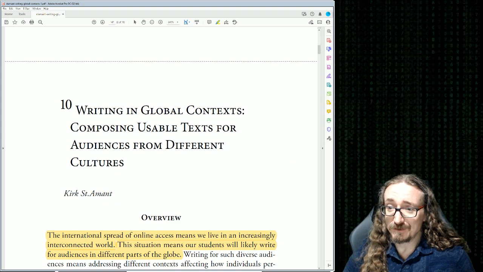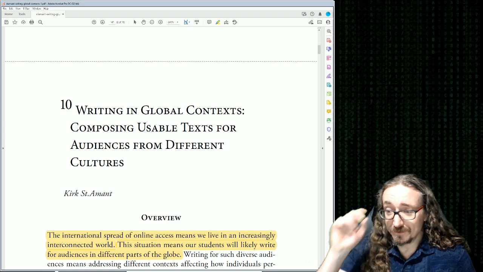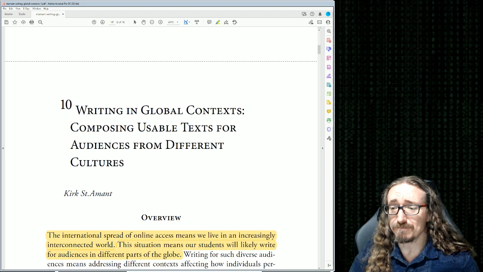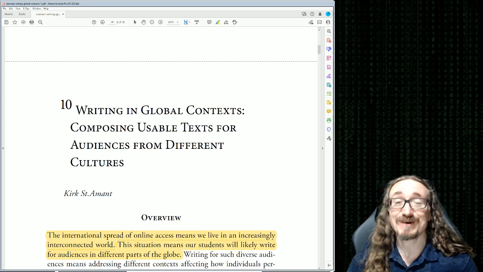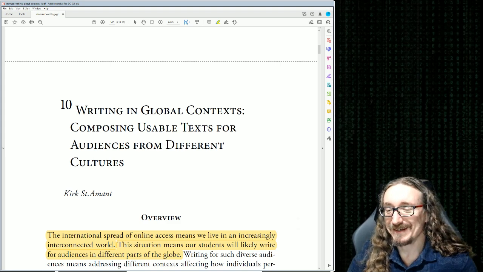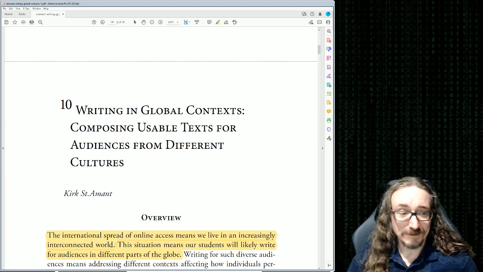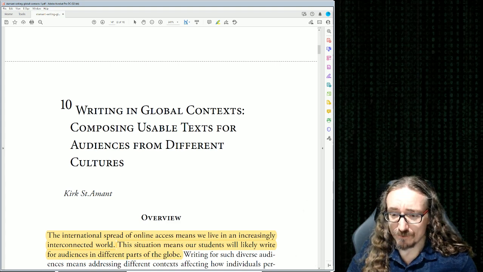In this lecture, we will be talking about this article called Writing in Global Context, Composing Usable Text for Audiences from Different Cultures by one Kirk St. Amant. And this is a very important topic.